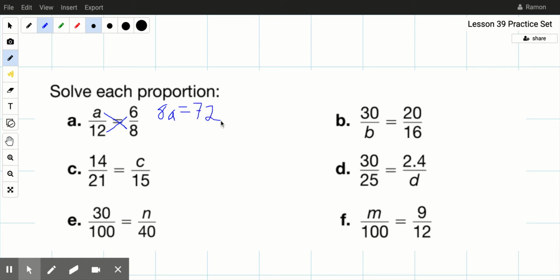Now, where did these numbers come from? Well, when we cross multiplied, you have 8 multiplied by A. And since we have a number and the variable being multiplied, the variable always goes second in the term. And then you have 12 times 6. So that's where the 72 came from, and that's where 8A came from.